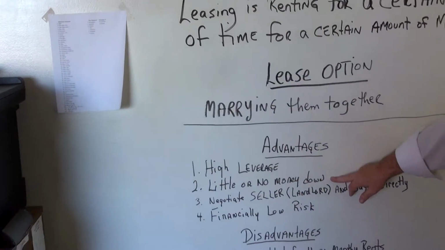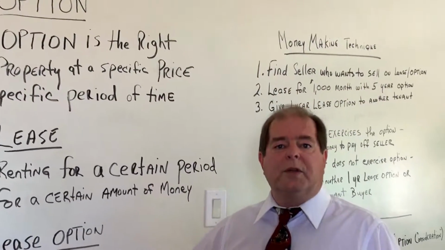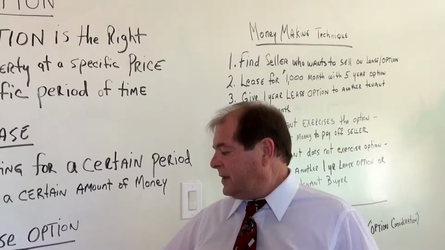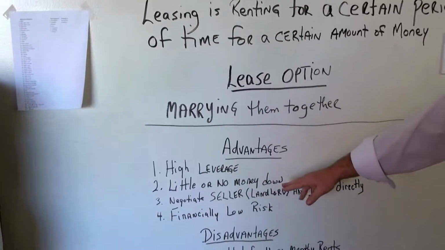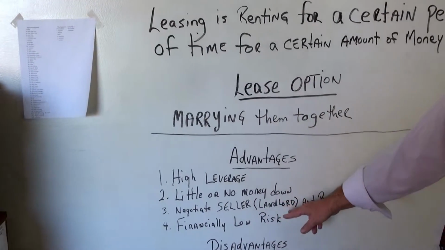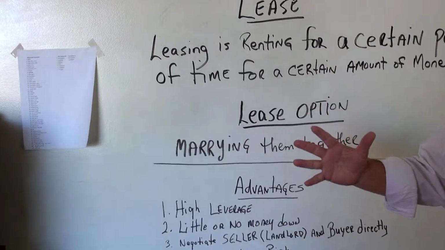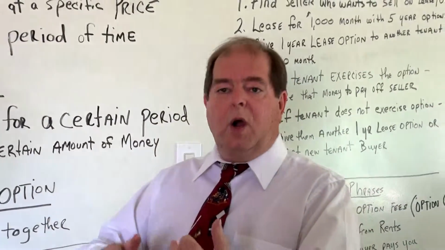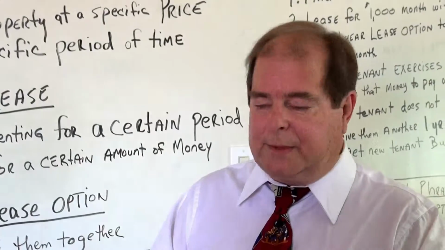This kind of goes hand in hand with high leverage because we're only going to put down probably 1% for the option consideration, maybe nothing. That's why it says little or no money down. Okay, the next thing we're going to do is we negotiate directly with the seller or the landlord and the buyer directly. The buyer and the seller sit down and they can negotiate directly. There's no middleman. There's no real estate agent involved who can screw the deal up.